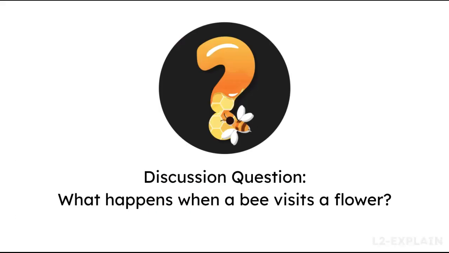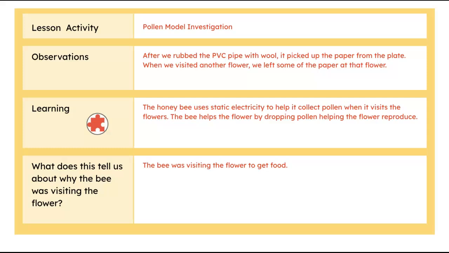In the Explain portion of the lesson, students will engage in a class discussion. You'll invite students to gather and analyze their observations from the activity. You'll use the provided questions to guide the discussion around what happens when a bee visits a flower. The goal of this class discussion is to interpret the results from the investigation, explain student knowledge of static electricity, and describe the role static electricity plays in pollination. You will use the discussion to create the Lesson 2 summary chart.